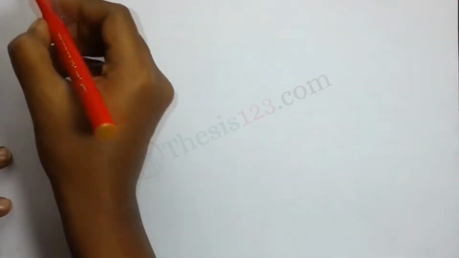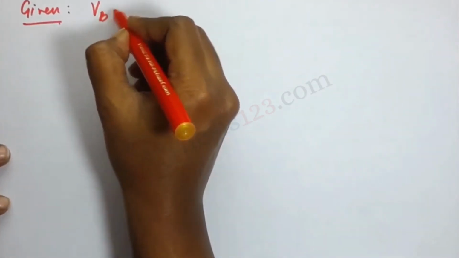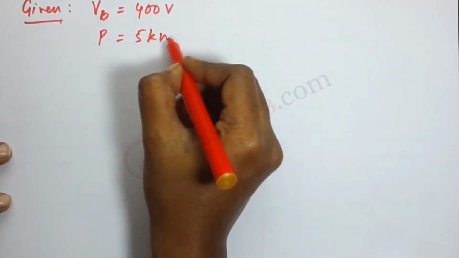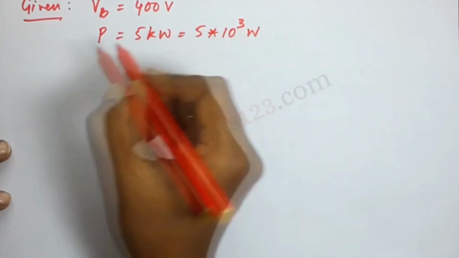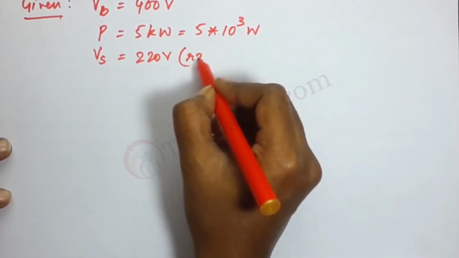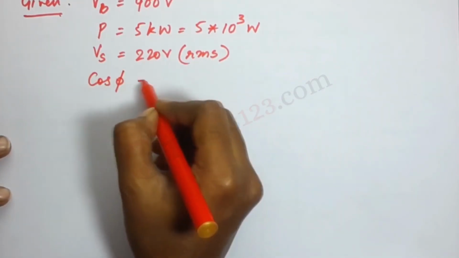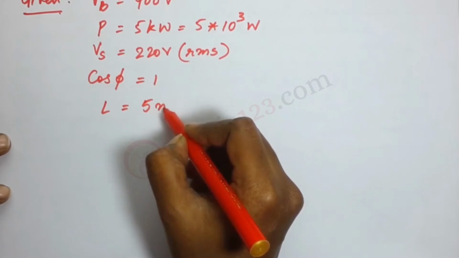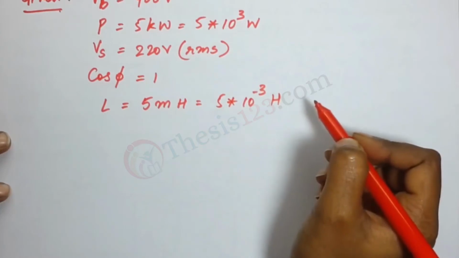So the given information. We have the voltage of the battery as 400 volts. The power utilized is 5 kilowatts, 5 into 10 power 3 watts. And then we have the source RMS voltage at 220. And the power factor is unity. So when power factor is unity, cos phi is equal to 1. And the inductor value is also given to us as 5 millihenry. So that's 5 into 10 power minus 3 Henry.